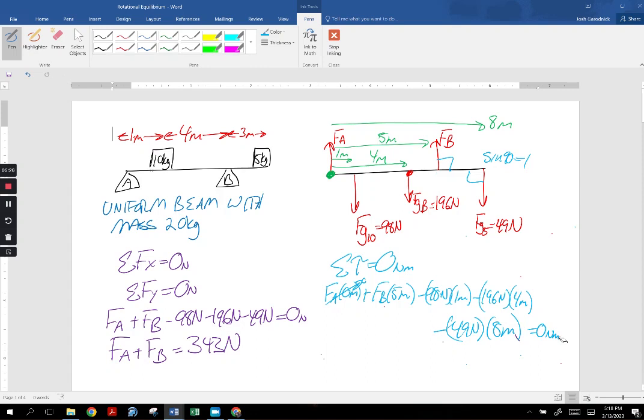Now, if you look at what we've got here, the only thing you don't know in this entire expression is FB. So FB ends up being 255 newtons, which you can then throw in here, and you would find out that FA is equal to, I believe, 88 newtons. That's a pretty easy example. We had a horizontal beam, no X-forces.